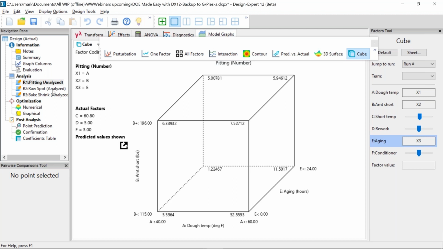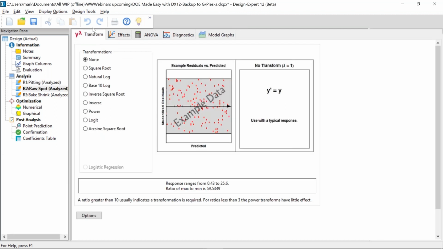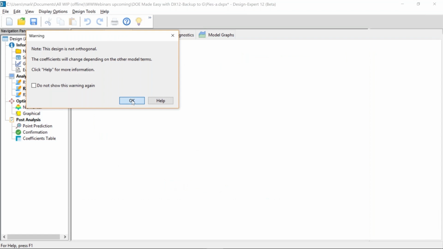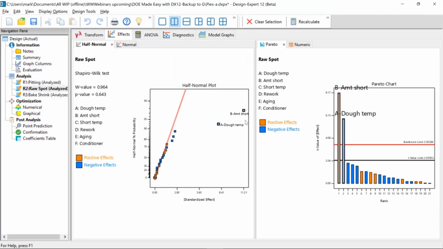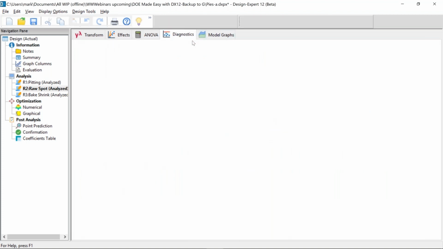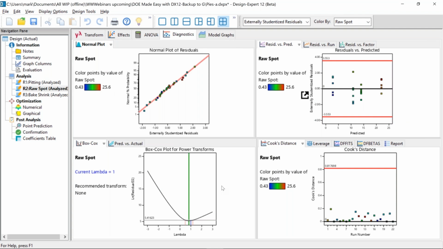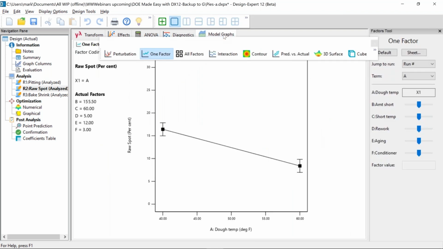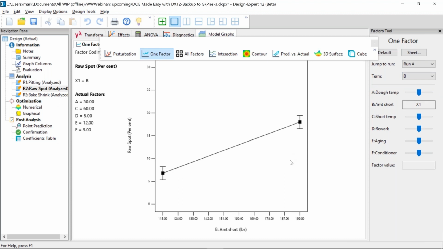Now we go through a similar analysis with the raw spot using the half normal plot. On the left, we can see that we picked out two main effects, and on the right, we can see how they stand out on the Pareto chart. These are significant for p-values. They diagnose well, and you can see the multi-view is helping us here. And then here you just have two main effects, and you can decide that you want to go high dough temperature as far as the raw spots are concerned, and you want to go low amount of shortening.